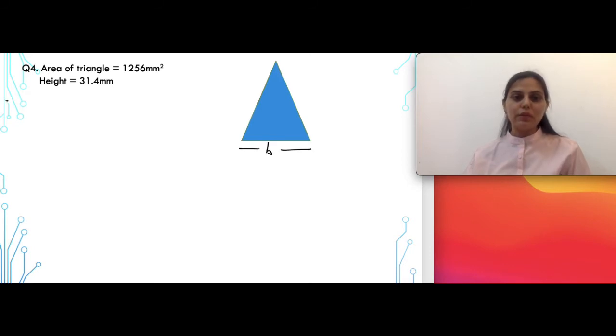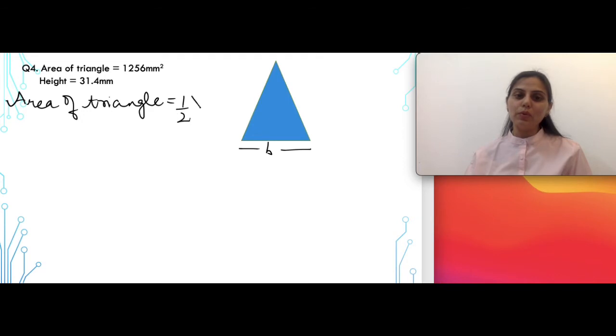So the first step is to write the formula for whatever is given, whether it is a parallelogram or a triangle. We know the area of a triangle is 1 upon 2 multiplied by base multiplied by height. Triangle's area is already given. Let's put the value: 1256 is equal to 1 upon 2 multiplied by base, which we need to calculate, so we keep the value b, and height is 31.4.